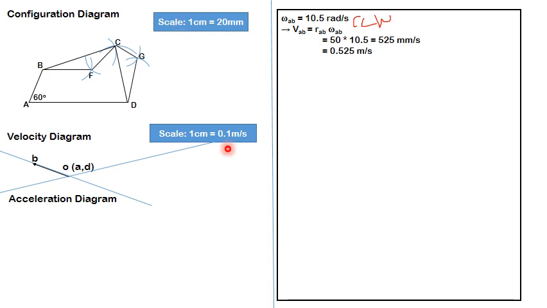That point of intersection is nothing but point C, like this. So this is the line perpendicular to CD, and one more line, this is the line perpendicular to BC, and this point of intersection is nothing but C. Now you complete the velocity diagram.